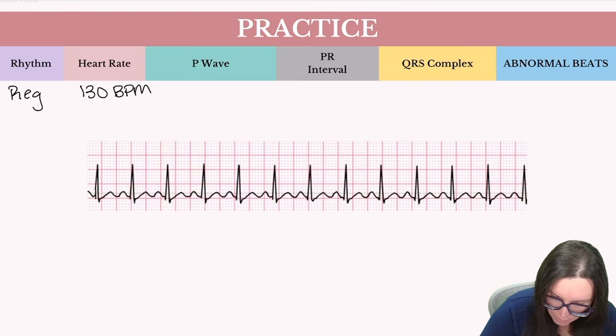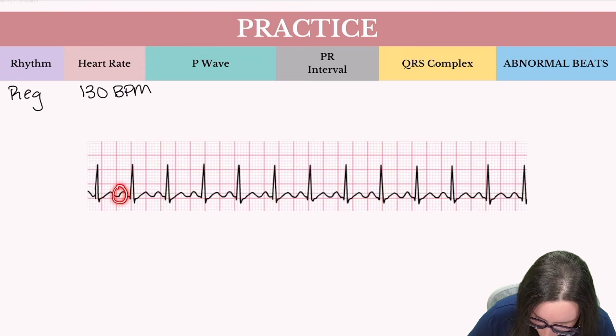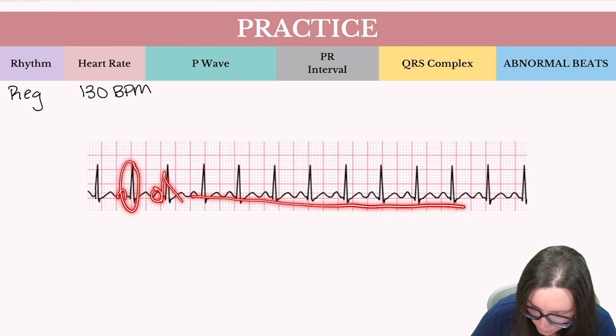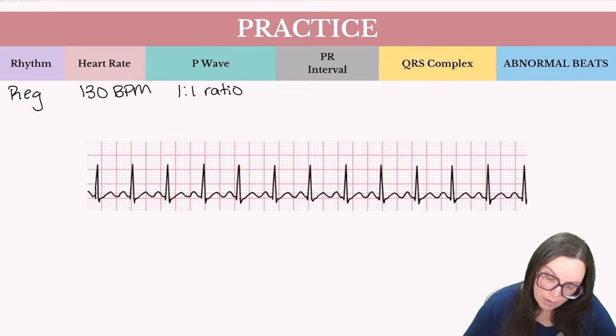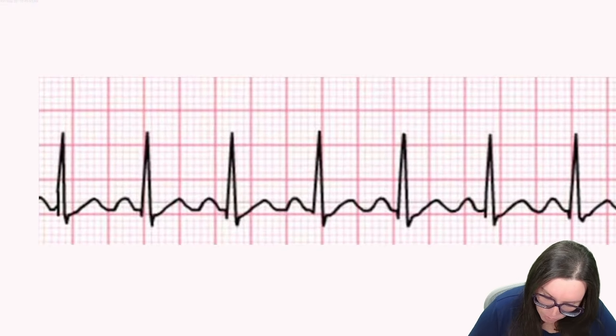Do we have a P wave for every QRS complex, and is our P wave always upright? We most certainly do. We have an upright P wave, QRS, upright P wave, QRS, so on and so forth, all the way down the line. So we have a 1-to-1 ratio when it comes to our P waves. Next up, we want to measure our PR interval and our QRS complex.